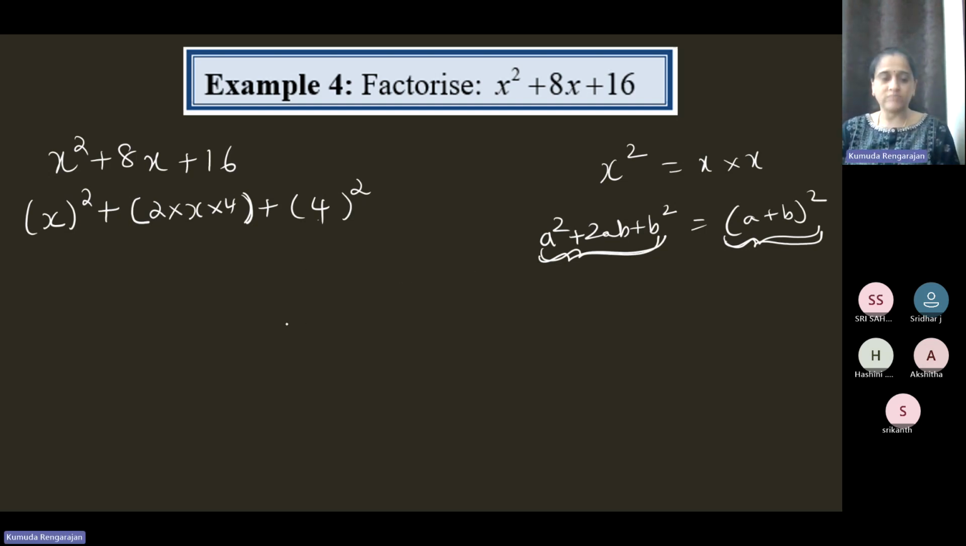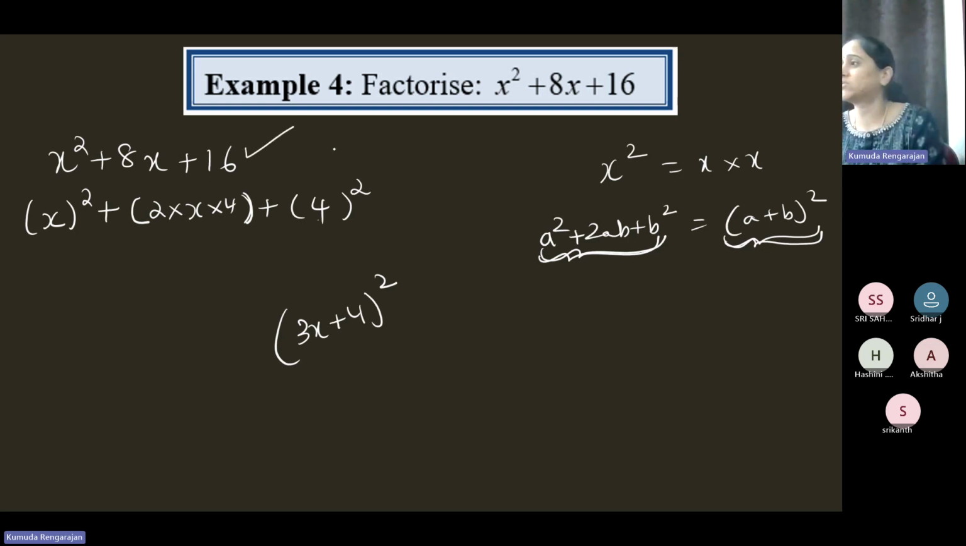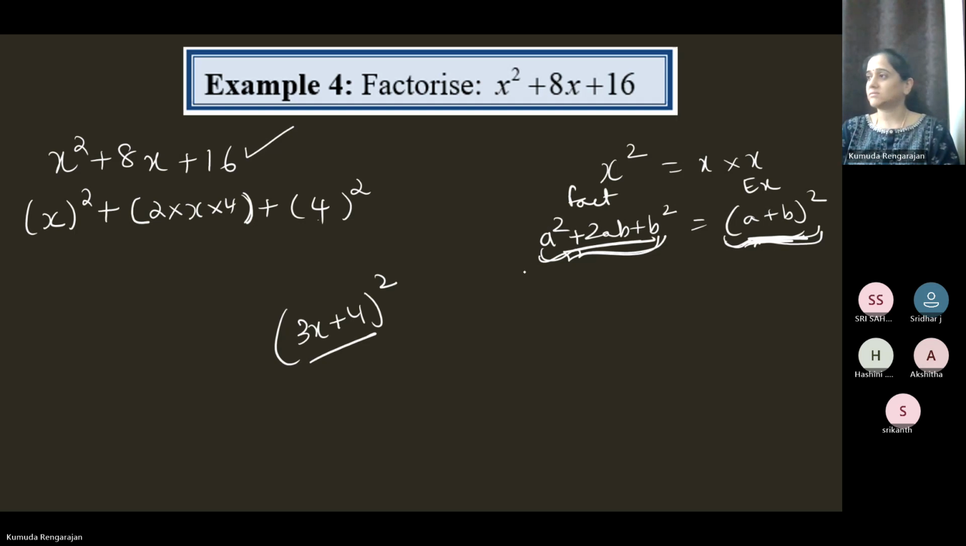You have to listen. Now, when the question is 3x plus 4 the whole square, this is of the form a plus b the whole square. The heading will be expand. Expand 3x plus 4 the whole square. So you will say it looks like a plus b the whole square, so the answer is a square plus 2ab plus b square. But here the question is of the form a square plus 2ab plus b square, so the answer is a plus b the whole square. Here the heading is factorize. If this is the question, the heading is expand. If this is the question, the heading is factorize. From here to here, it's factorization. From here to here, it's expanding.